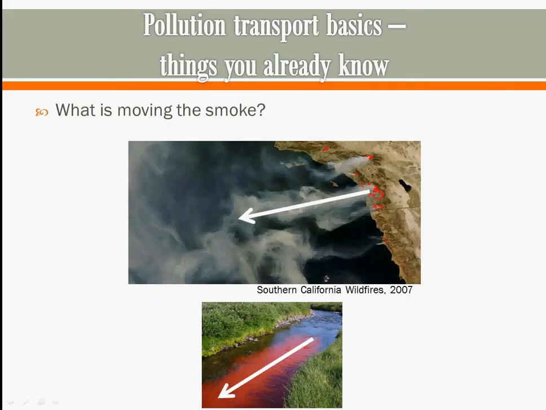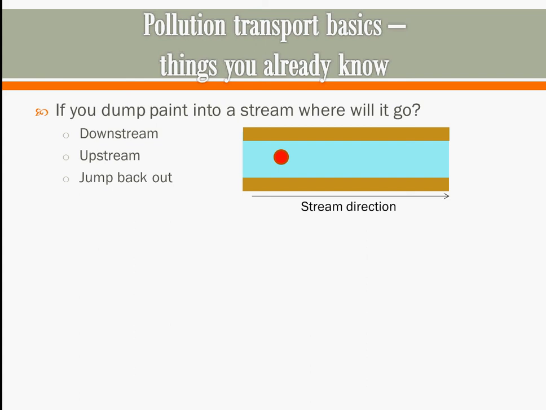Okay, so you already know quite a bit about transport without even really having to think about it. You've seen it happening all around you your entire life. So in this case, this is the Southern California wildfires in 2007. You have a pretty good idea of what's moving the smoke and why it's moving in the direction that it's moving, I imagine. The wind. And the same thing here in this stream. You can tell the stream direction is this way, and the dye that was put into this river is spreading downward with the current. So these are things you know already.